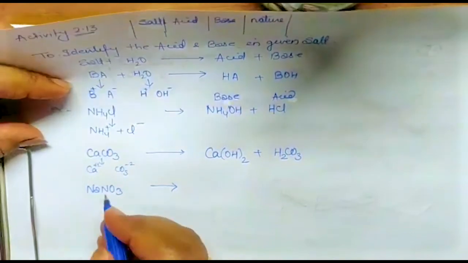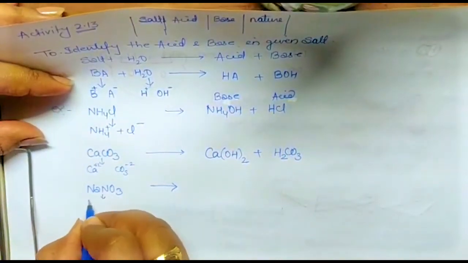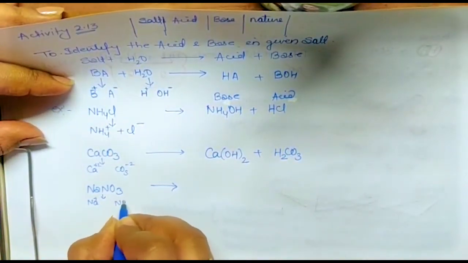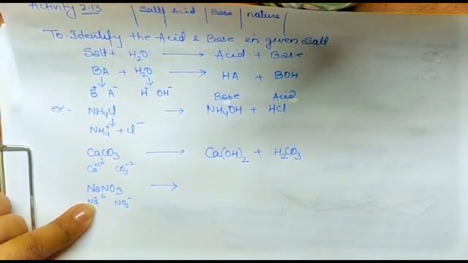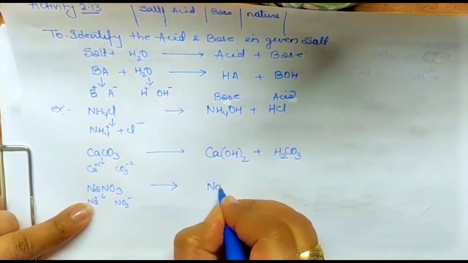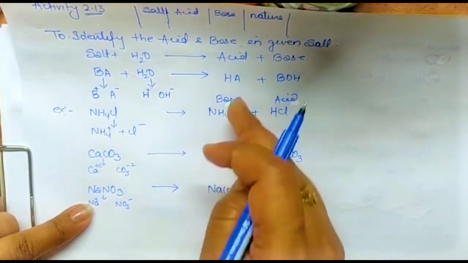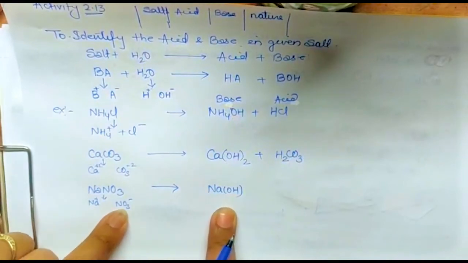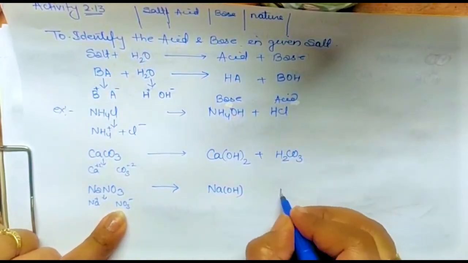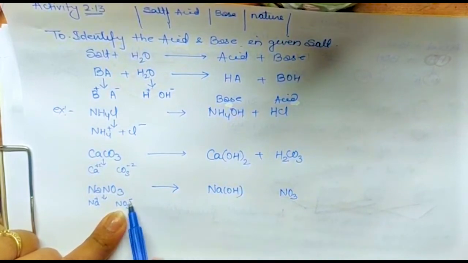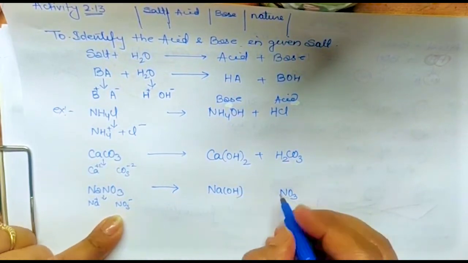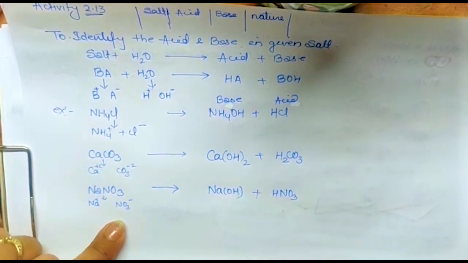Okay, now this one. Again split it into Na plus and NO3 minus. Na plus, how many plus charge? 1. So how many OH minus do we need? 1. So make it NaOH. What is it? A base, isn't it? And NO3 minus is this, so we have to add H plus. How many H plus do I have to add? 1 only, because it is 1 minus. So this is HNO3. Hope it is clear. Yes.